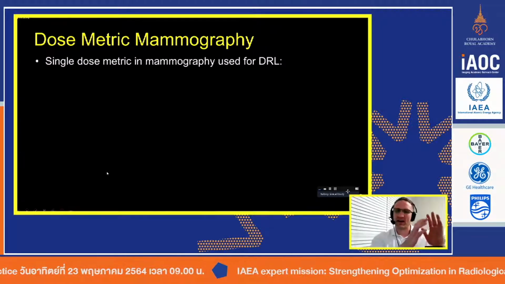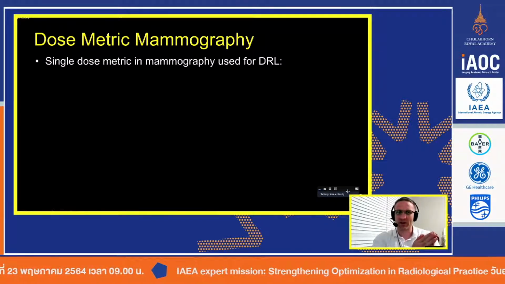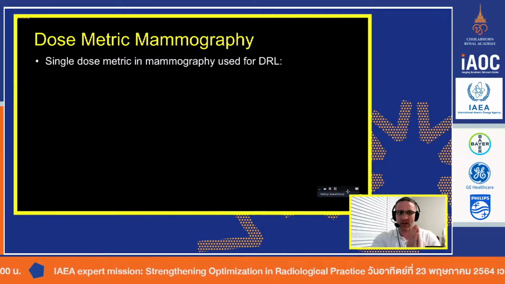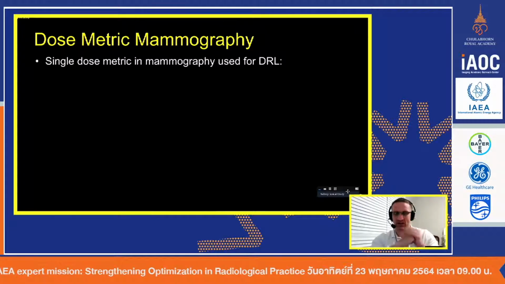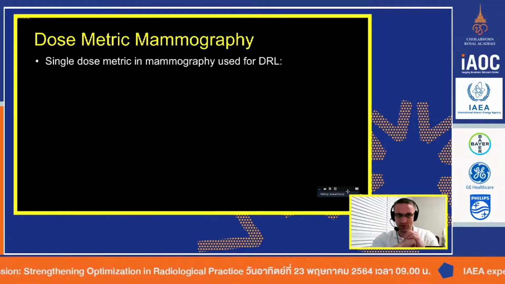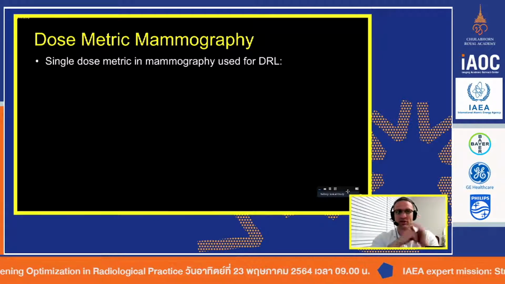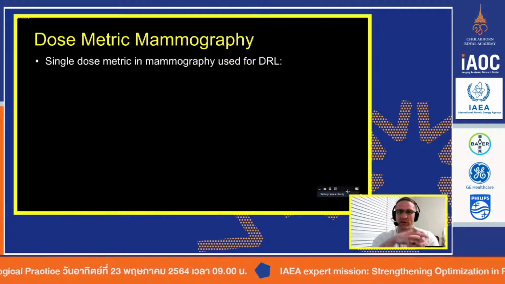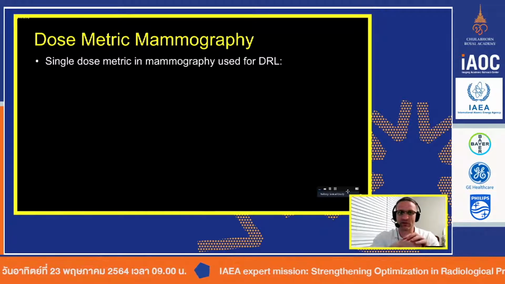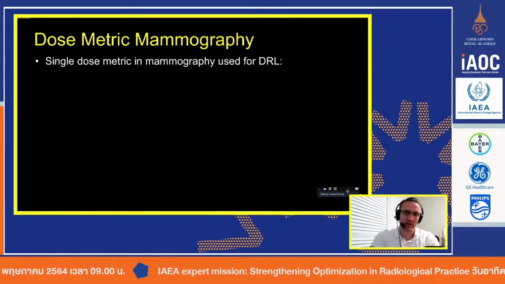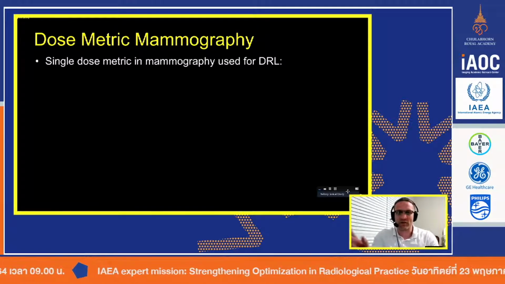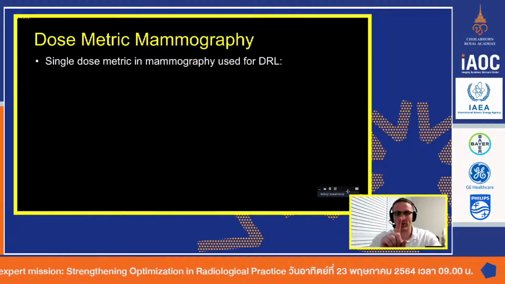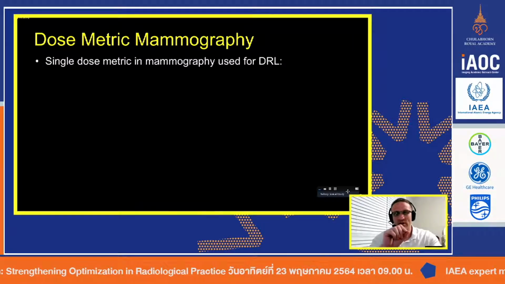As Tanya mentioned, last week we talked about image quality optimization in mammography. So today we're going to focus on dose. The first session will be on the dose metric: how do we calculate dose in mammography? And then in the next session, we'll talk about how we optimize it. It's actually very simple. In mammography, there is one dose metric, one way to calculate dose that we typically use for diagnostic reference levels.